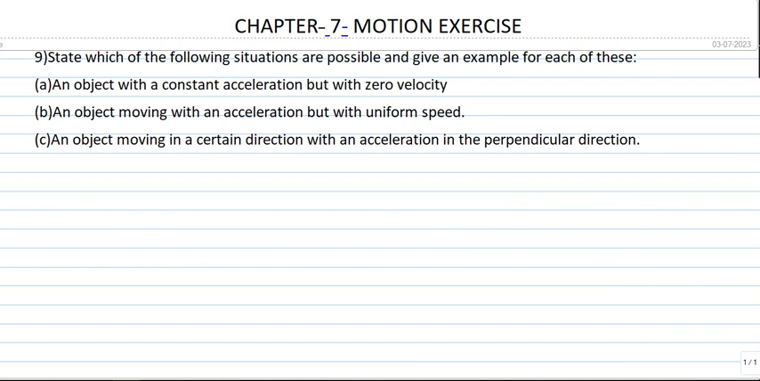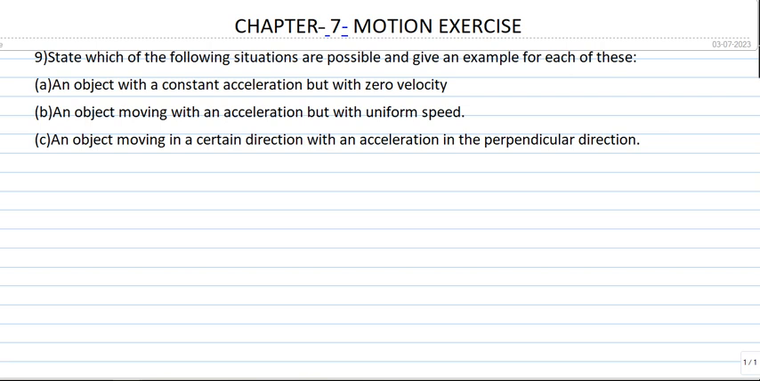We have to find out examples for these 3 possibilities. These 3, what do we call? These three events or these three conditions. Okay, so the first one says an object with a constant acceleration but with zero velocity. So can this really happen? So for this we have to think of situations where this can be possible.